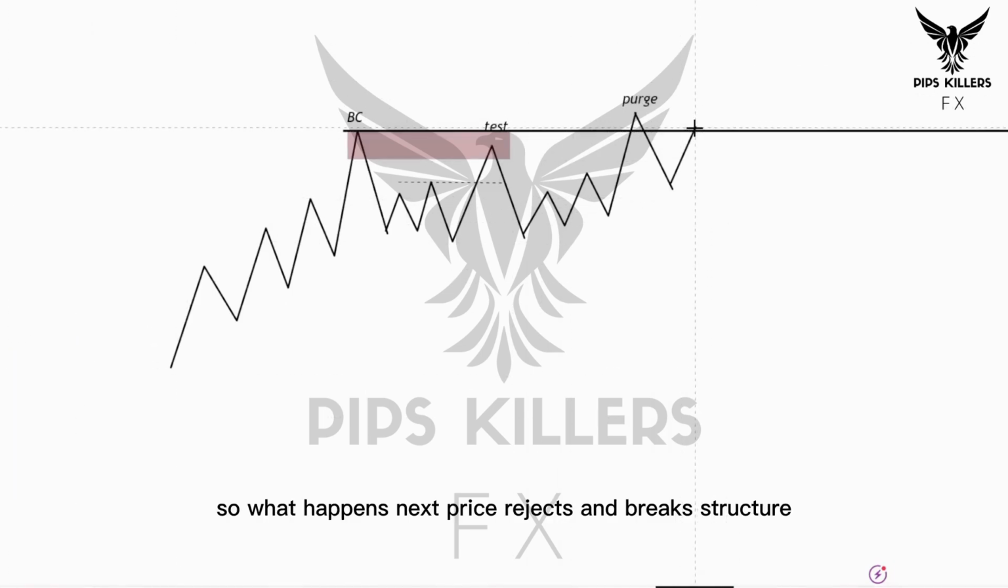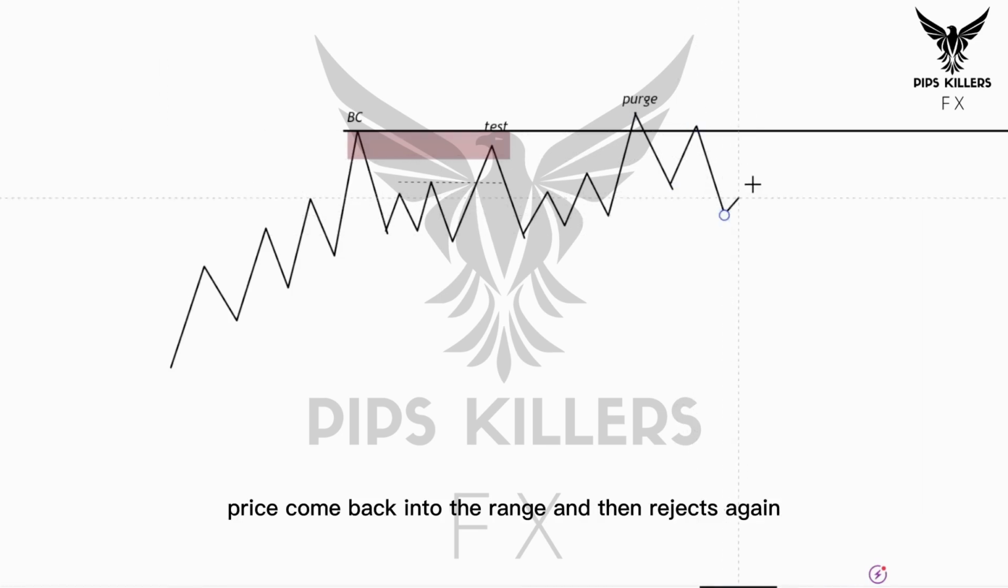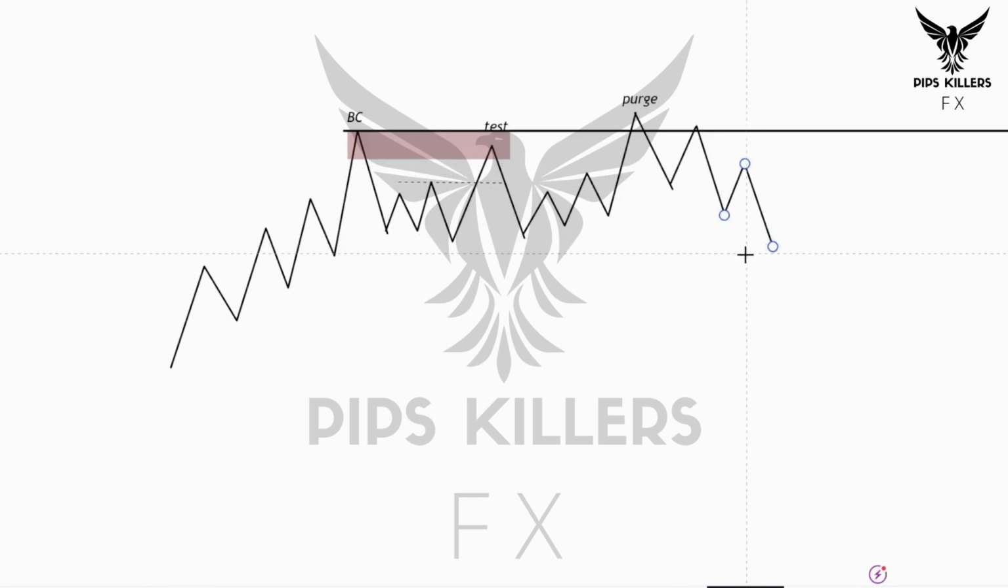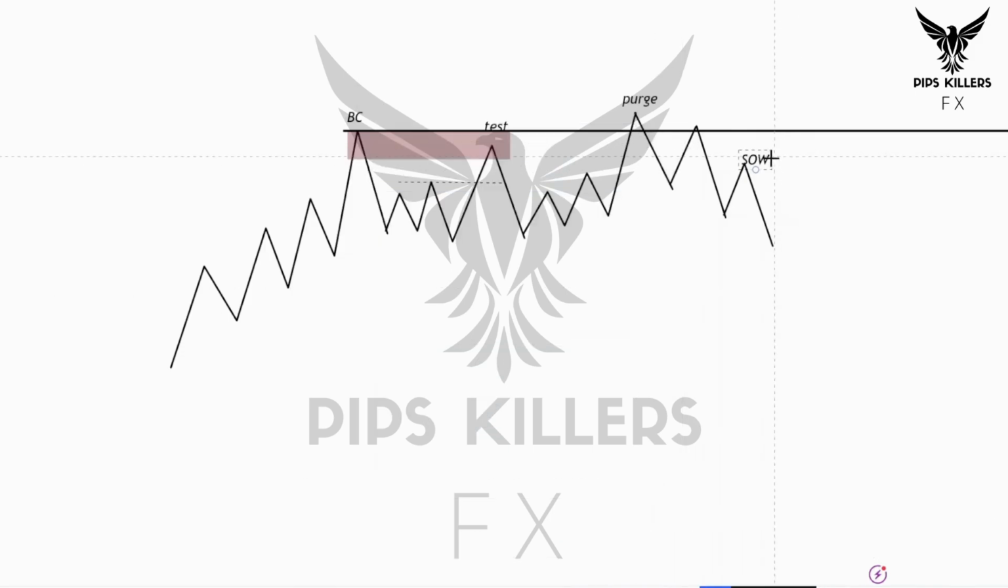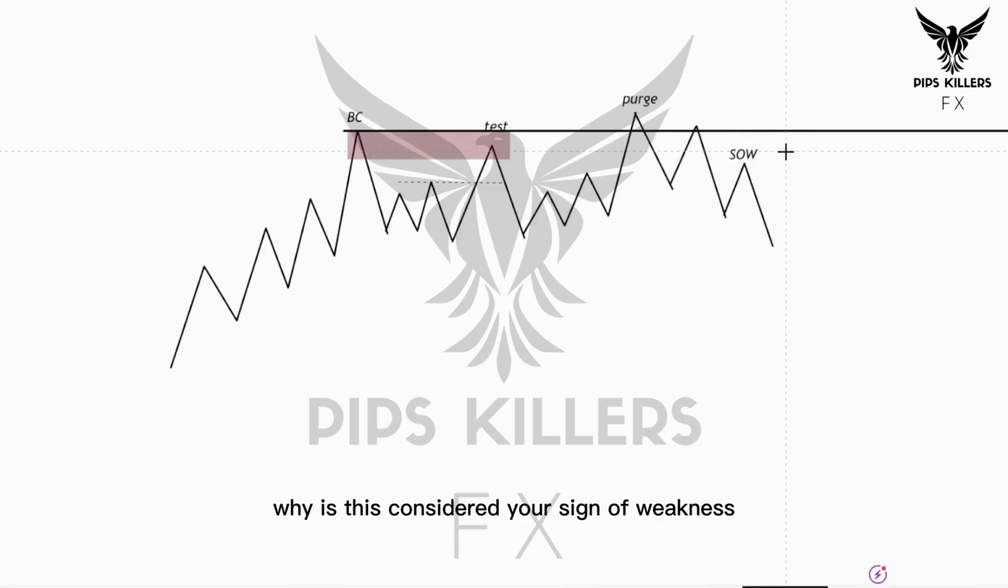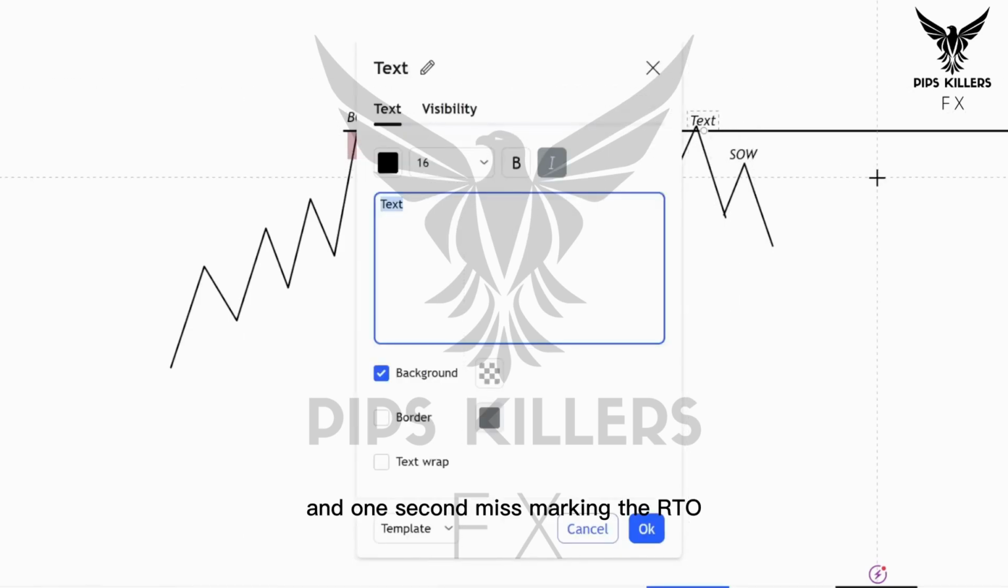So what happens next? Price rejects and breaks structure. So when price breaks structure here, price comes back into the range and then rejects again. This would be your sign of weakness. Why is this considered your sign of weakness? And one second, I missed marking the RTO.